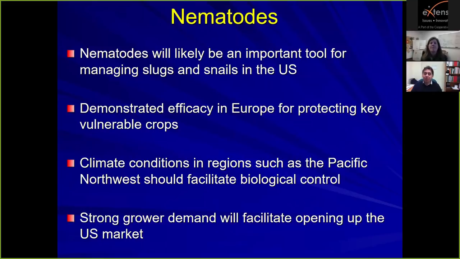In places such as the Pacific Northwest, where I live and where slugs and snails cause the most problems, the conditions of wet weather and low light levels that help to promote really large slug populations and snail populations are also optimum conditions for these nematodes. So the climate in these areas should support biological control efforts. And then lastly, there is a very strong grower demand for new tools to control slugs, such as biological control. Demand will be a big incentive for BASF, who mass produce and market Nemaslug, to open up the US market.